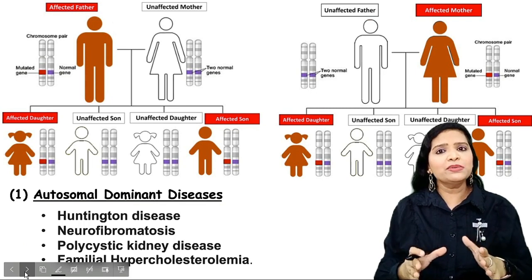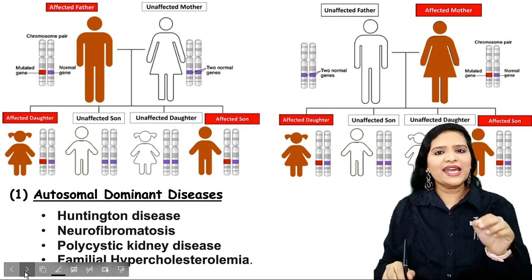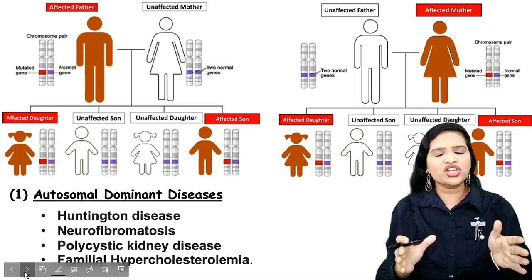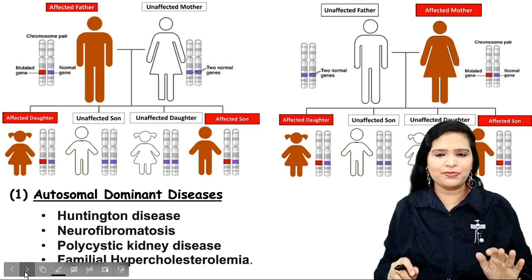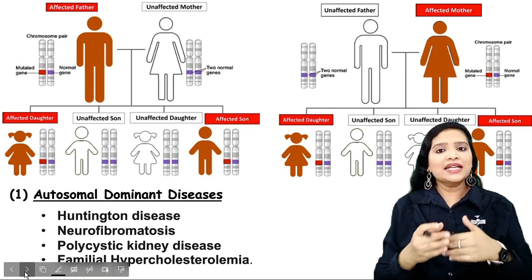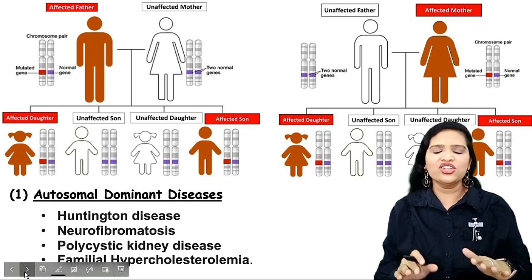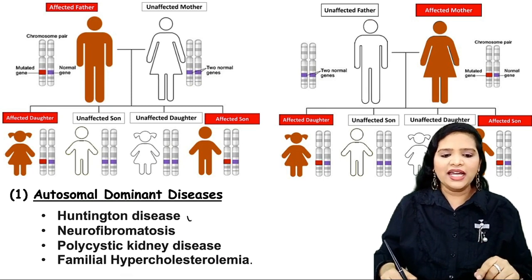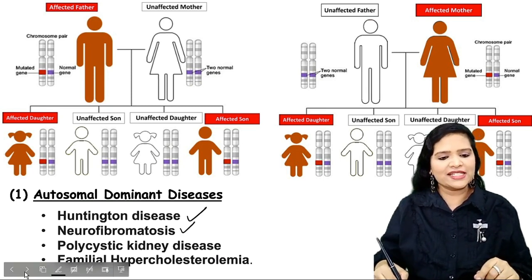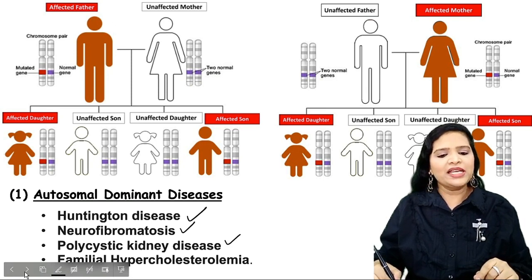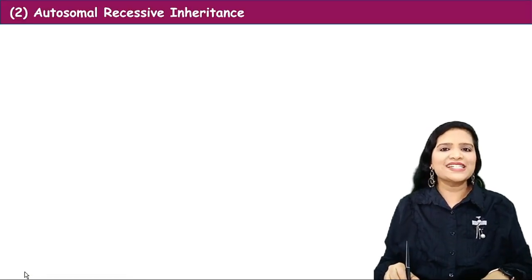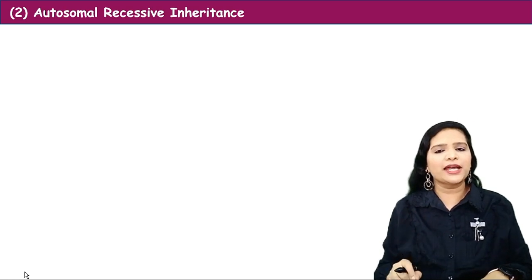So what are the examples for this type of inheritance? In the examination, sometimes they will not give you the type of inheritance. They will give you a chart and directly give the name of the diseases. That means you have to study the names of the diseases, the examples for each and every type of inheritance. Examples for autosomal dominant diseases are Huntington disease, neurofibromatosis, polycystic kidney disease, familial hypercholesterolemia. These are examples of autosomal dominant diseases. Okay, got it? Now let's move on to the second type, that is autosomal recessive type of inheritance.